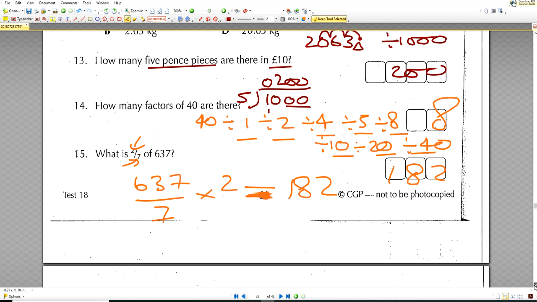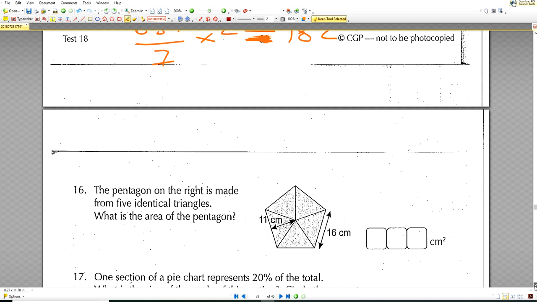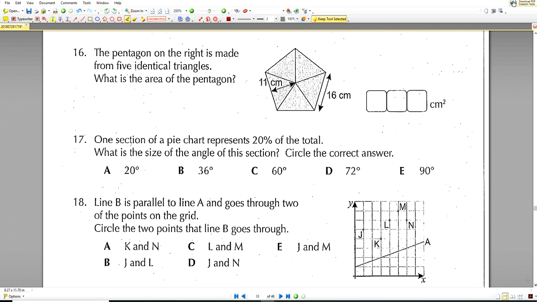Right, let's move on. Question number 16. The pentagon on the right is made from 5 identical triangles. What is the area of the pentagon? Now, we know the area of a triangle is equal to base times by the height divided by 2. So the base is going to be this part here, the bottom of the triangle. So that will be 16. The height is the one which is this one here. That's going to be 11. And then we divide it by 2.